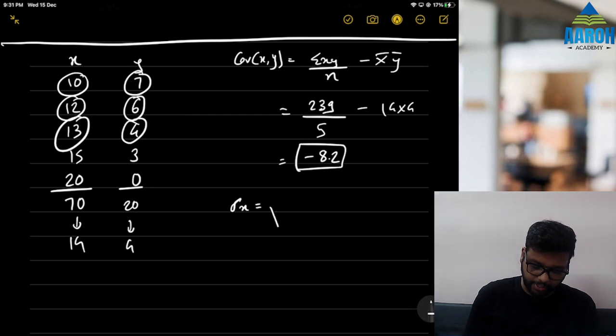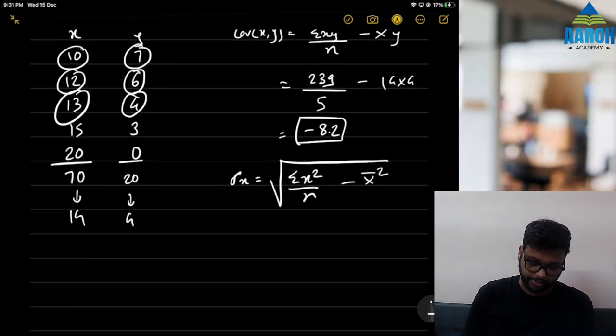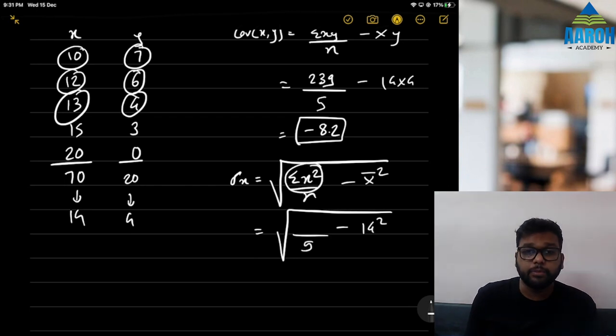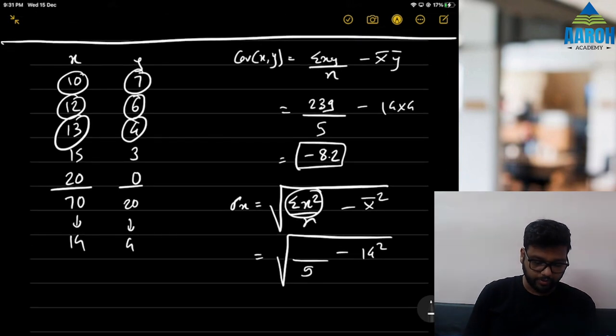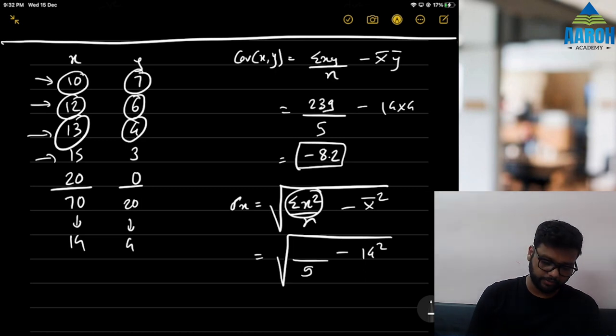If we want to calculate sigma x, we will need the square root of summation x square by n minus x bar square. Minus x bar square means it is going to be minus 14 square. We'll have to calculate summation x square. How do we calculate it? 10 square M plus, 12 square M plus, 13 square M plus, 15 square M plus, 20 square. If we press MRC, we get this.